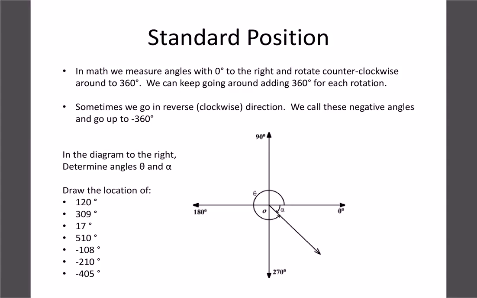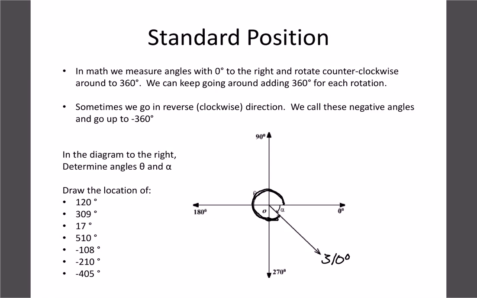So in math, we always use 0 degrees as going straight to the right on our x-axis. 90 would be up, 180 is to the left, and 270 is straight down on the y-axis. So if we were trying to locate an angle, something like 200 or let's say about 310 degrees, we'd go to 90, to 180, to 270, and then we'd go 40 degrees past that to get to 310 degrees.